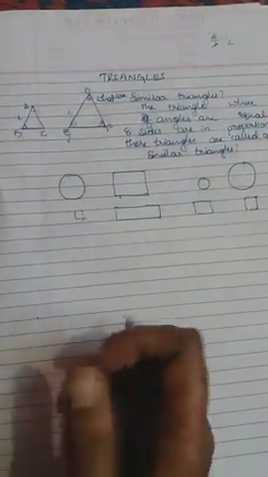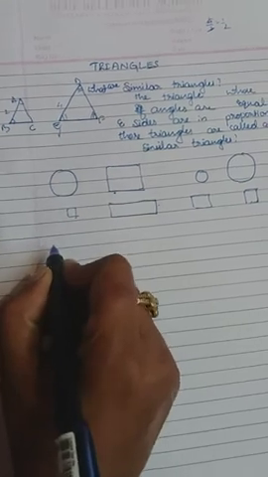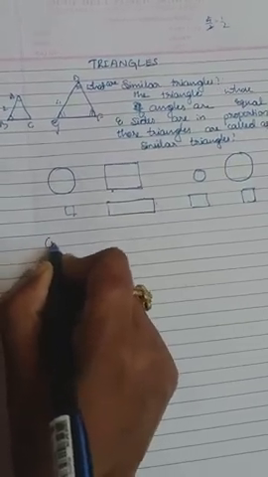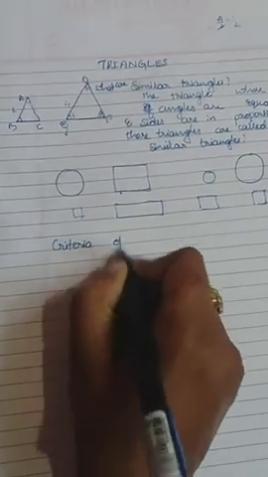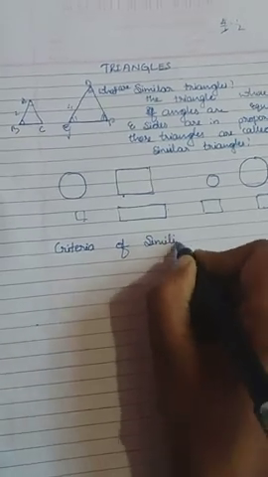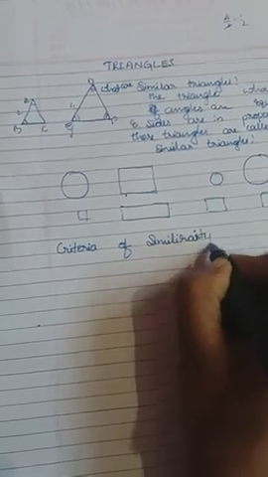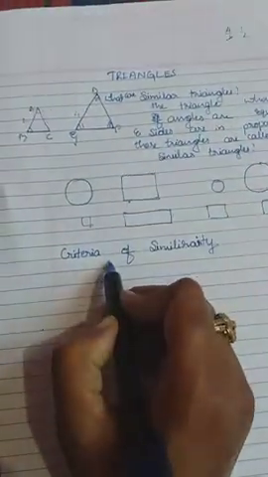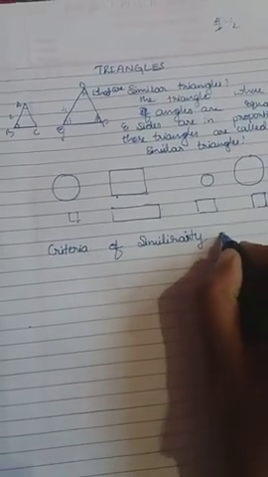Next, based on similarity, the triangles have three criteria, so they are called the criteria for similarity of triangles. Keep in mind, they are called the criteria of similarity of triangles. You learnt about this already in 9th standard, so I'll recall it again, and you have to note it down in your classwork also, with an example.